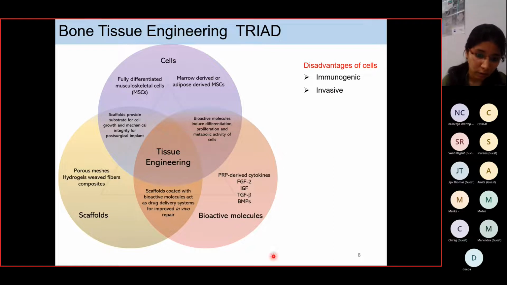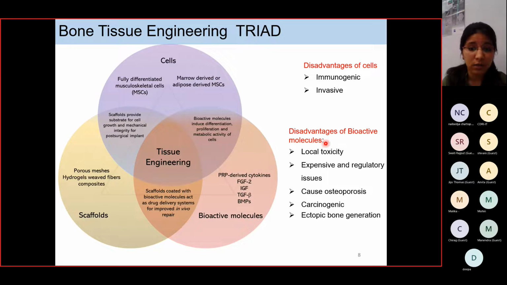When it comes to bioactive molecules, they have largely been used. For example, we have a lot of recombinant BMPs that have been used, but the disadvantage that has been found is that they can cause local toxicity, they can cause osteoporosis and different problems. And the scaffolds that we use are basically based on various hydrogel based or composites or ceramic based materials, and people have used these in combination with cells or with bioactive molecules or using all of them together.